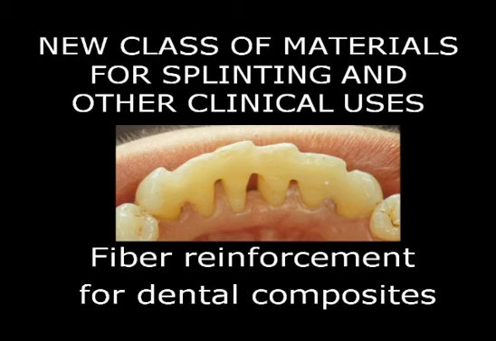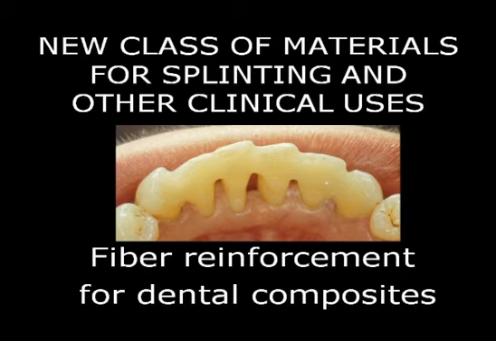But what we're going to talk about is a new class of materials for splinting and other clinical uses. We're going to talk about fiber reinforcements for dental composites. And when we talk about fiber reinforcement, think about some of the new airplanes that are being made lightweight, using carbon fiber reinforced resin materials. These are very similar, although the fibers we use in dentistry are a little bit different. We use glass reinforced fibers, polyethylene reinforced fibers. But the technology is there. It's an extension of what's been done really in the general things that we see and do every day.